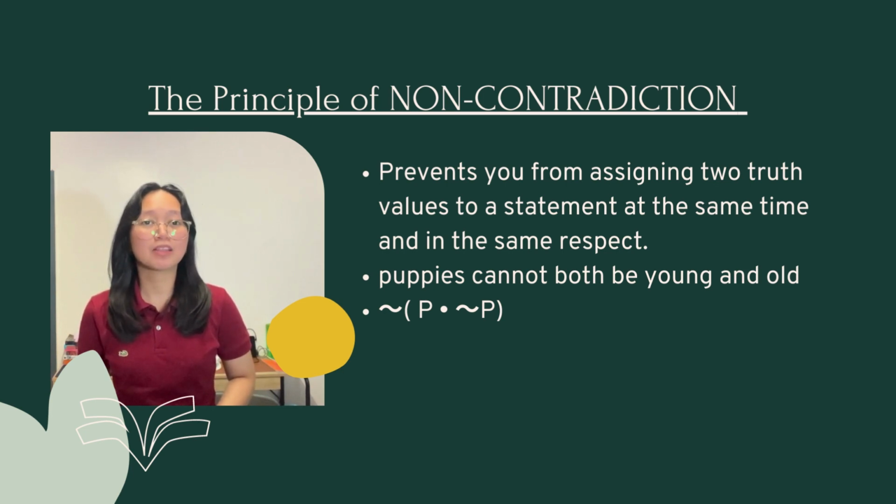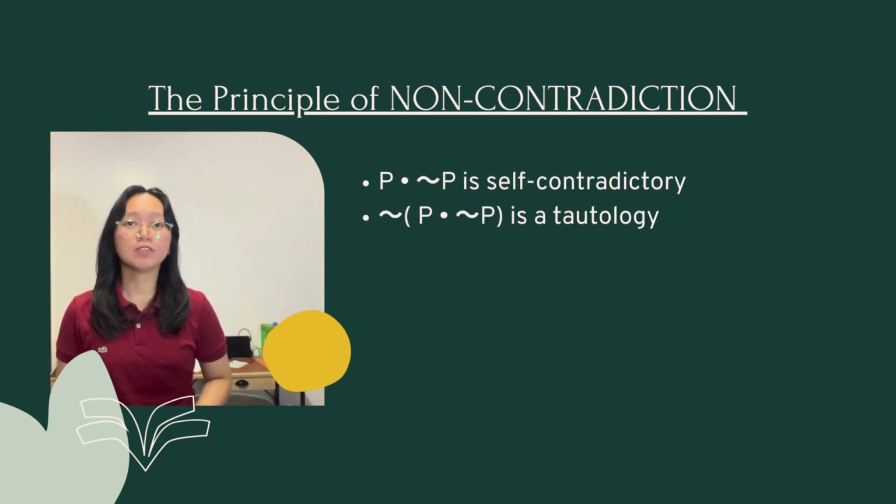It is represented by the symbols on your screens, which reads as, it is not the case that P and not P. The principle stated from the previous slide implies that the symbols on your screen, which reads as P and not P, is always false and is self-contradictory. It also implies that the negation of P and not P is always true, therefore it is a tautology.